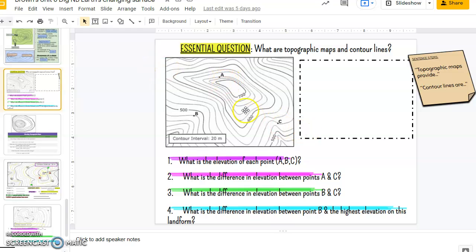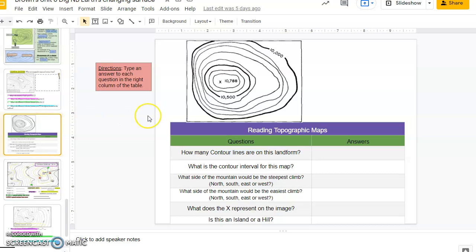If I was looking for the difference, you got it, I would subtract A from C. Between B and C, I would subtract the smaller number, B, from C. And then what is the difference between B and the highest point? Well, the highest point here is 700. So I would take 700 and subtract my elevation at B. All right, now you're going to work on this one.